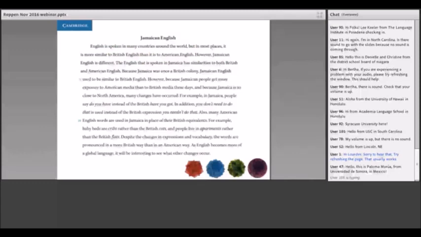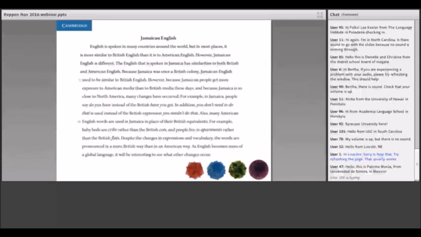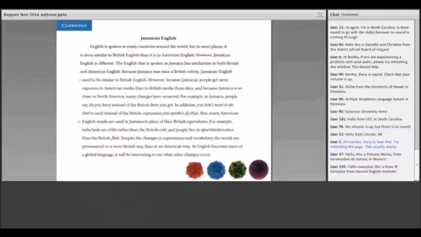It's about Jamaican English. It's about English and how different dialects of English, such as American English and British English, use different words, but also how American and British English have impacted other countries. And in this case, it's looking at Jamaica. And I think this is nice because it raises our students' awareness about language and how language impacts us.